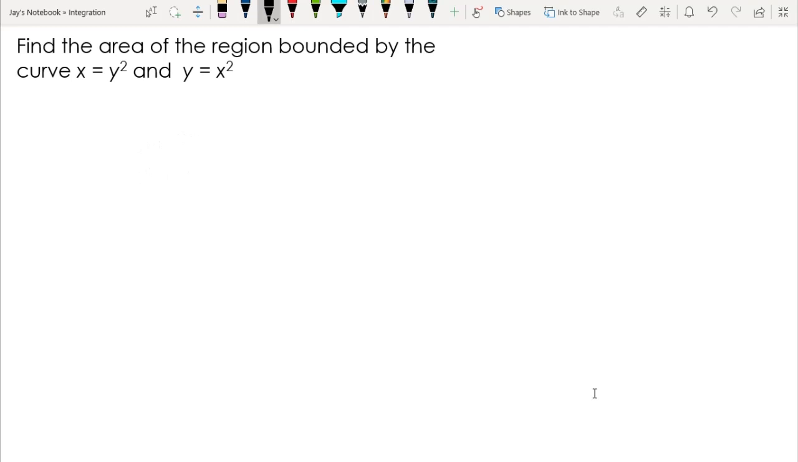Okay, let's try to solve another example. I have here, find the area of the region bounded by the curve x equal to y squared and y is equal to x squared. Take note, these are parabolas since we have a second order function, however, they are different in orientation.